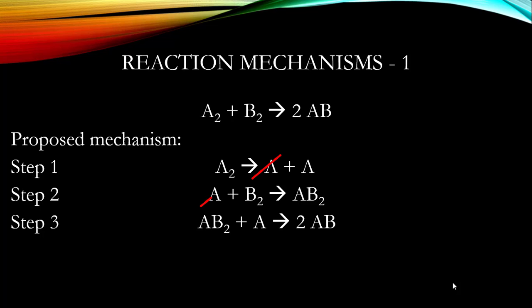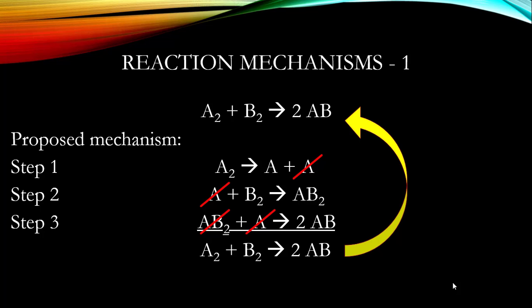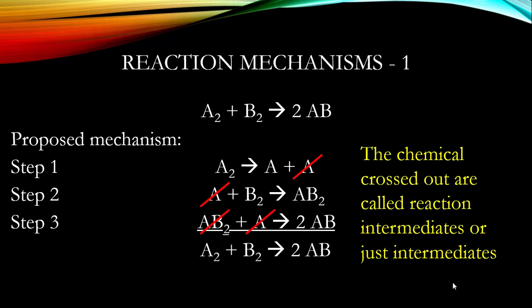You notice here that the A's cancel out and the AB sub 2's cancel out. So when you add up the equations, you get A sub 2 plus B sub 2 becomes 2AB, and this is the known overall reaction. So this meets the first requirement. Those chemicals that were crossed out, the A's and the AB sub 2's, are called reaction intermediates or just intermediates. Intermediates show up on the product side of one step and are eliminated on the reactant side of a later step.